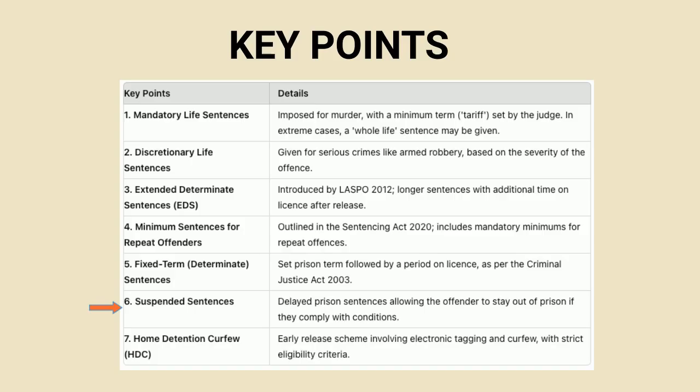Number 6. Suspended sentences. These are prison sentences that are delayed. The offender doesn't go to prison immediately and can stay out as long as they comply with certain conditions set by the judge. And finally, number 7, Home Detention Curfew, HDC. This is an early release scheme where the offender is released with an electronic tag and a curfew. Only those who meet strict eligibility criteria can benefit from HDC.